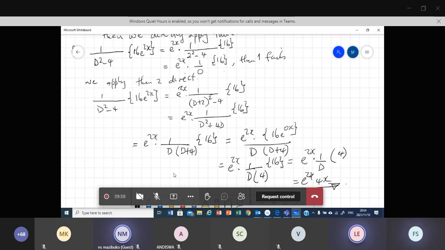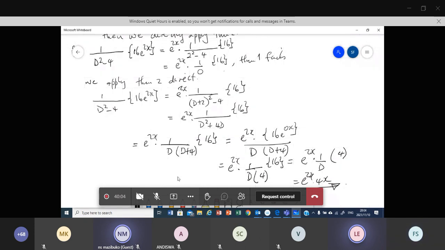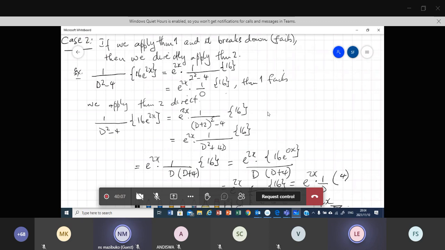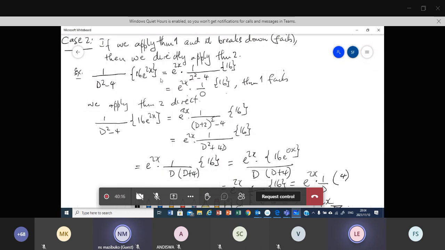Sorry, sir. Yes. Here we have 2x times 1 over d squared plus 4d times 16, then it goes below. Here I say 1 over d squared minus 4, below, then apply theorem 2 directly. In other words, theorem 2 says where there is d, you put d plus a.